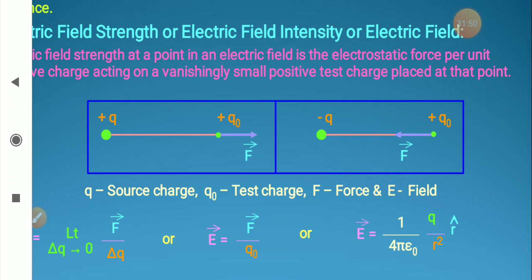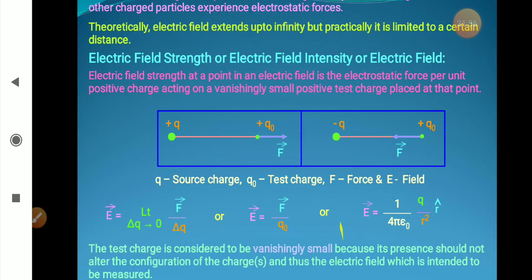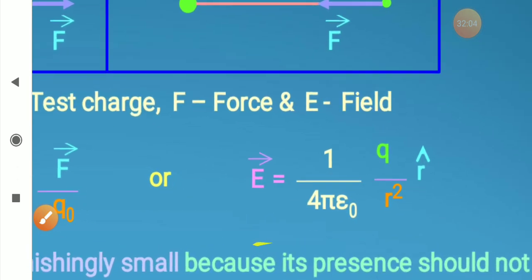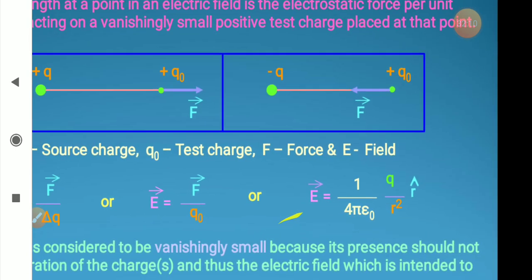And you know the relation of force, so we can get this relation for electric field now. You see, this is the relation for electric field in vector form: E equals 1 upon 4 pi epsilon naught, Q upon R square, along this unit vector R.